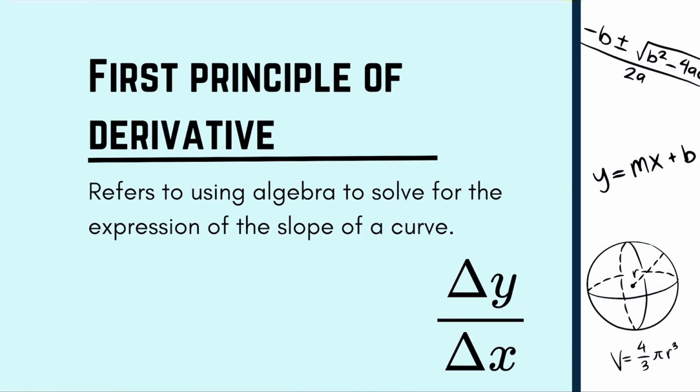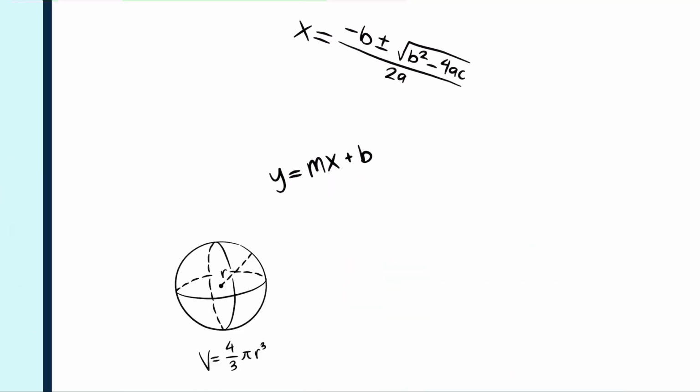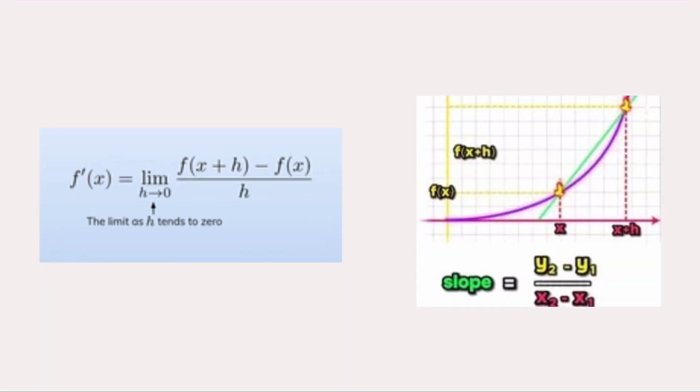So the first principle of derivative refers to algebra to solve for the expression of the slope of a curve. So this is the formula for the first principle of derivative. The f prime of x, which is the derivative, is the limit of f of x plus h minus f of x, all over h, as h approaches 0. So on the right is how we derive the formula.